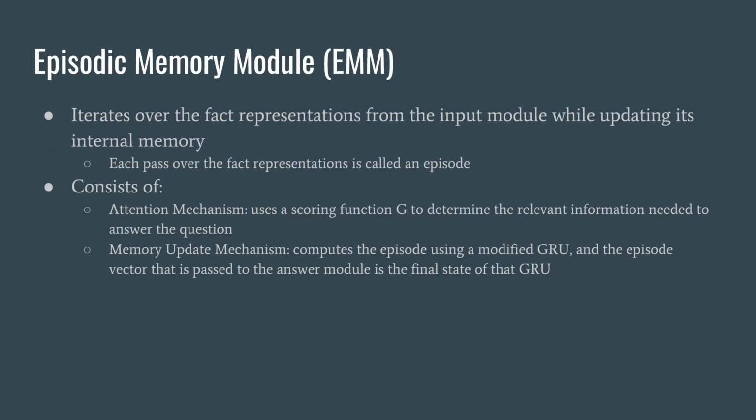The episodic memory module, or EMM, is where the memory is maintained and the reasoning happens. Given fact representations from the input module, the EMM iterates over the facts and uses the attention mechanism to focus on the relevant information and the memory update mechanism to update memory accordingly. The number of passes over the fact representations represent the number of episodes, and more episodes generally increase the accuracy of the network.